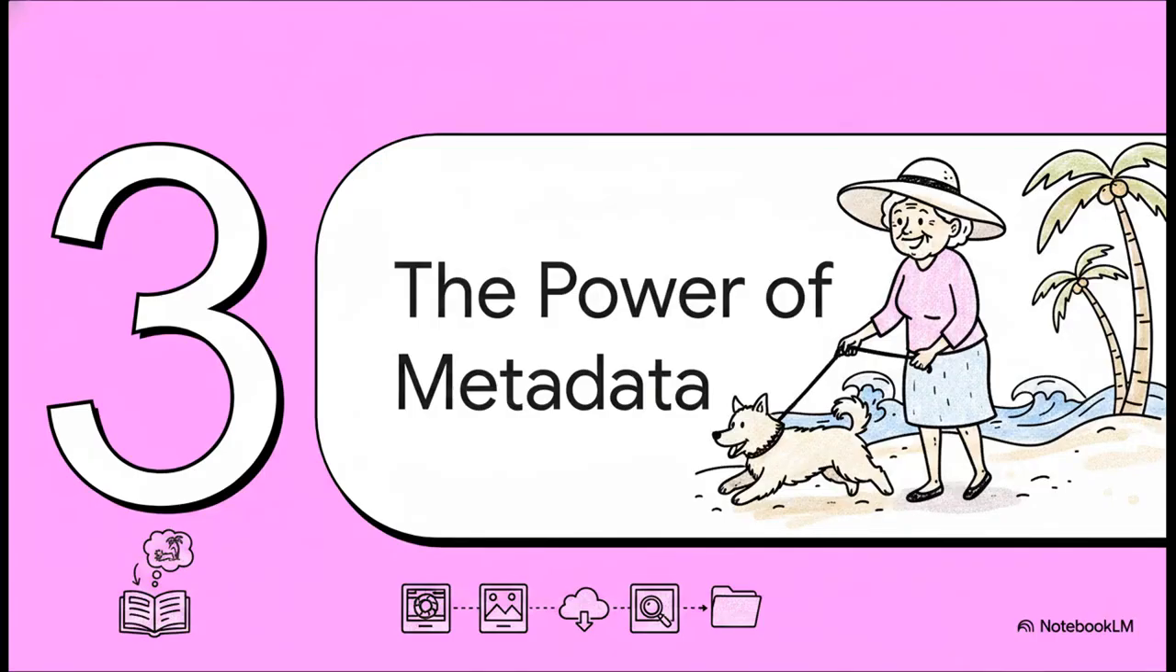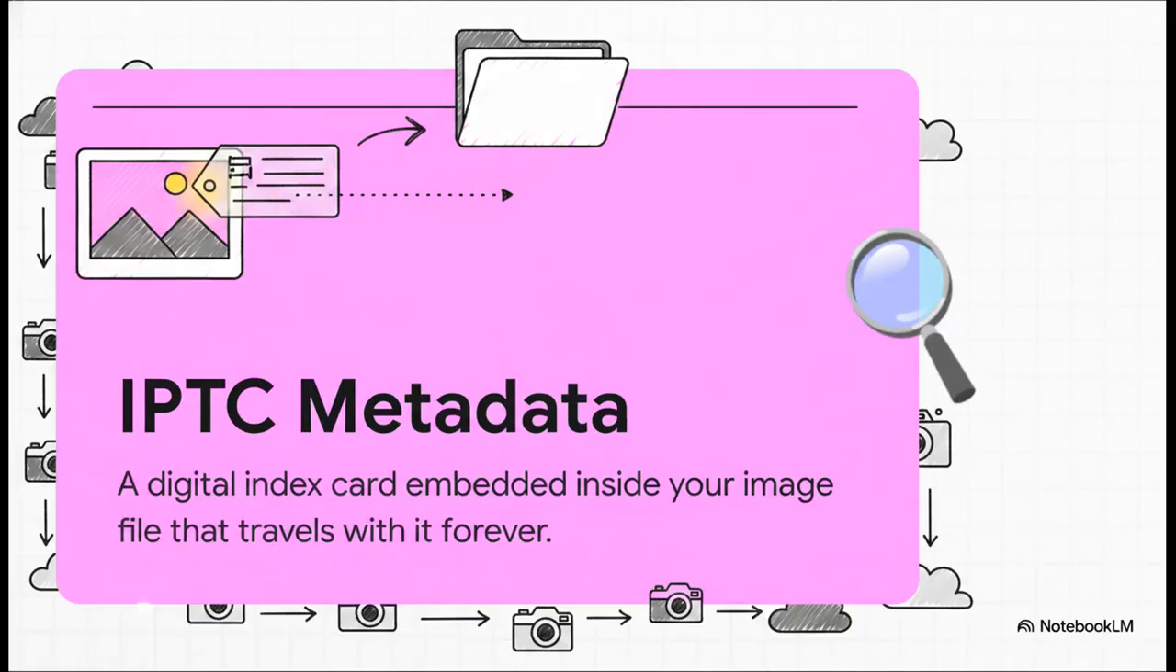Okay, but this leads to a pretty obvious question, right? If the file name is just a location code, where on earth do we put the story? Where do we write that this is Grandma with her dog at the beach back in 1965? And the answer is something called IPTC metadata. The easiest way to think of it is as a digital index card that's embedded directly inside the image file itself. It's basically the modern way of writing on the back of a photograph.